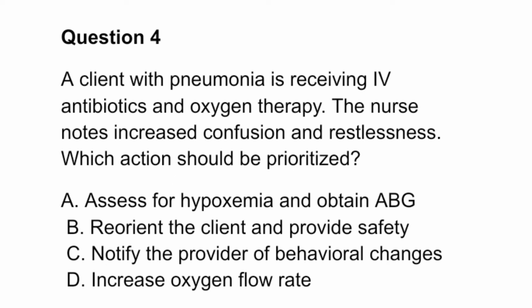Question 4. A client with pneumonia is receiving antibiotics and oxygen therapy. The nurse notes increased confusion and restlessness. Which action should be prioritized? A. Assess for hypoxemia and obtain ABG. B. Reorient the client and provide safety. C. Notify the provider of behavioral changes. D. Increase oxygen flow rate.